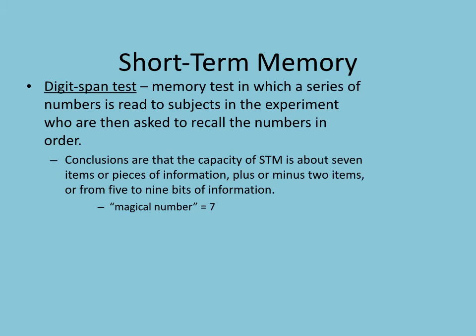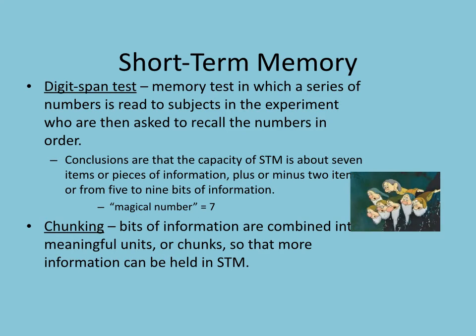Now, once you're in your short-term memory, you can use the digit span test. It's a memory test in which a series of numbers are read to subjects in the experiment to see how many can recall in order. The magical number is 7, plus or minus 2 items. Sometimes they say 5 plus or minus 2 items, either or.